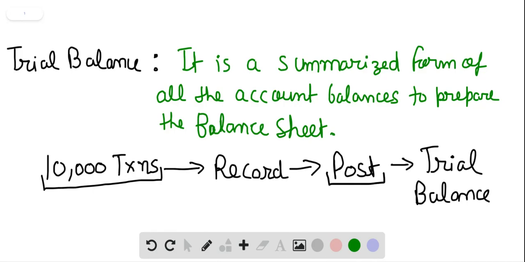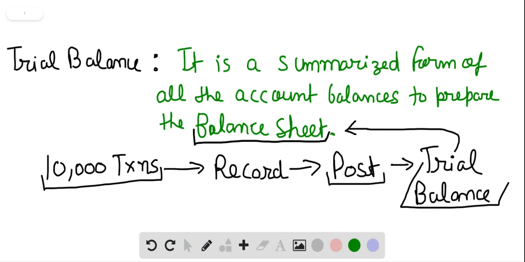Whereas a trial balance gives us a summarized form of account balances, and from the trial balance we prepare the balance sheet. However, I am interfering with the second process with the definition by drawing the arrow. You can write this example very clearly. I am drawing the arrow to make things very clear. So the balance sheet is the final step in preparation of financial statements, and the trial balance is the last stepping stone to the balance sheet.